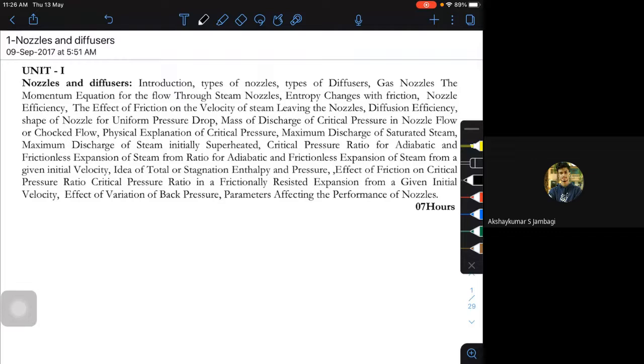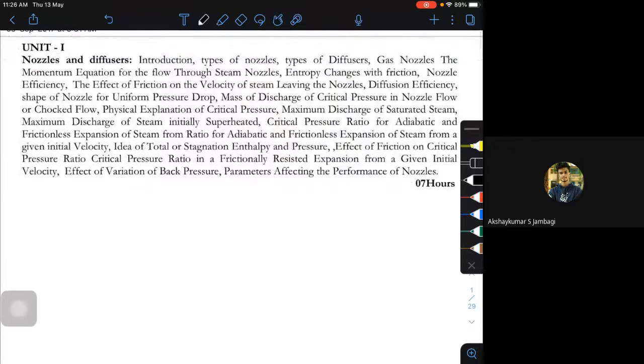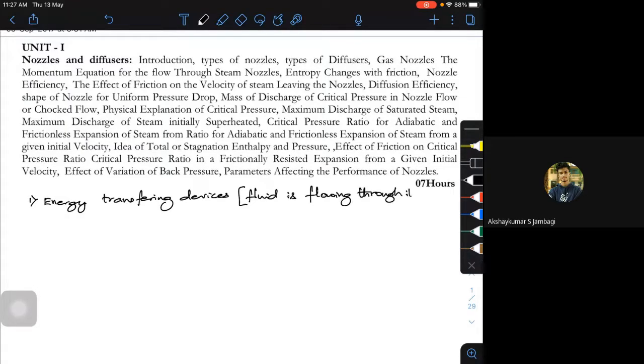So, let's look into the very basic fundamentals of nozzles and diffusers. What are these nozzles and diffusers? Nozzles and diffusers are energy transferring devices. That means the fluid is flowing through it, and they try to transfer the energy.